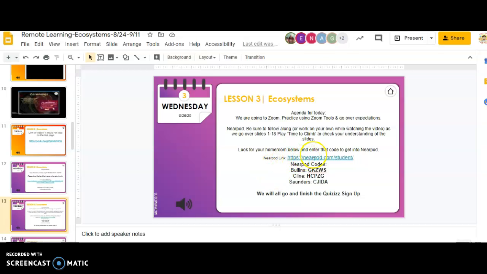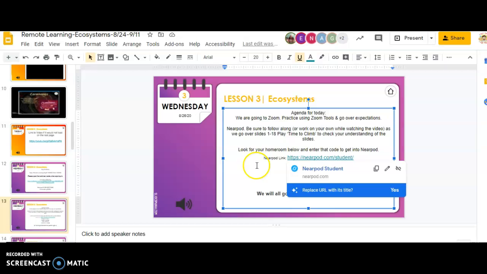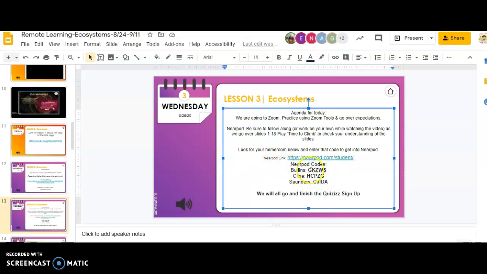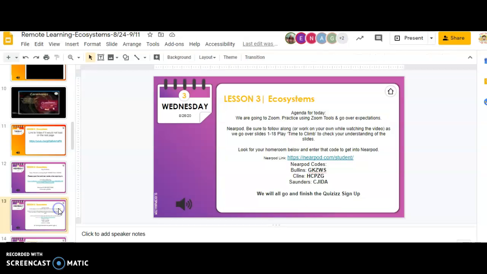Hopefully, you can go back into Nearpod, clicking this link, and using your correct code. If you're in my homeroom, use this one. If you're in Miss Klein's, use this one. If you're in Miss Saunders', use this one. Go into Nearpod. If you haven't taken the quiz, which a majority of us have, go ahead and take the quiz. Go all the way through and do the Time to Climb, and you can take time to get those notes. And that's fine. We'll move down from here.